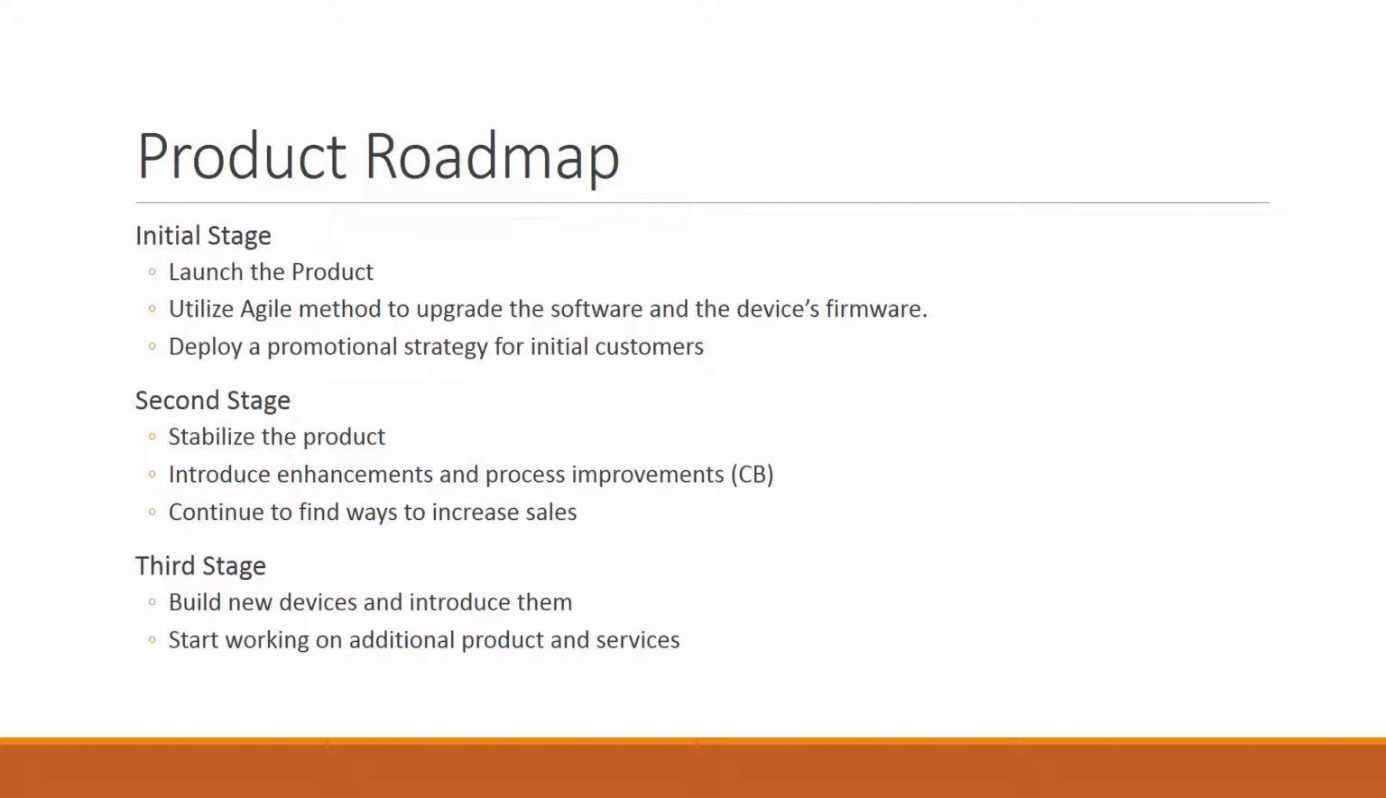The second stage is where we expect the product to be more stabilized, and then we'll also continue to look for improvements and enhancements, and we'll take those through a change board that will prioritize them, and then use the resources accordingly. The other thing we want to do in that stage is continue to find ways to increase our sales, increase those social interactions, and promote our product.